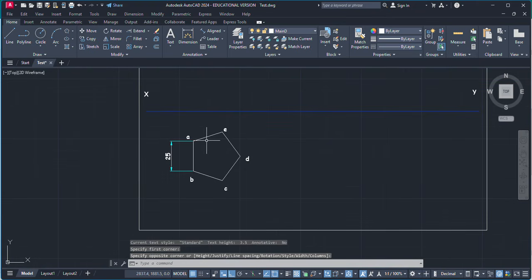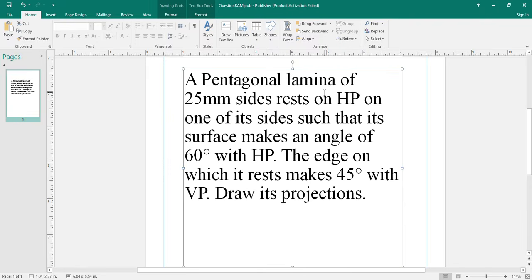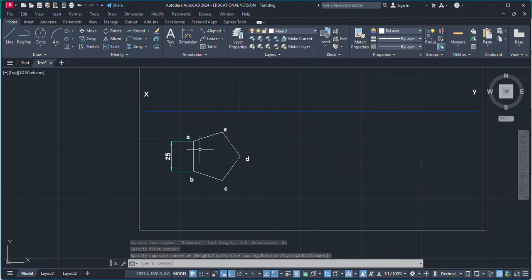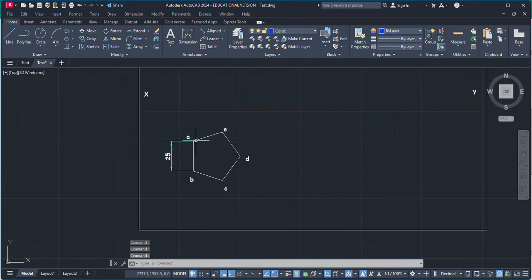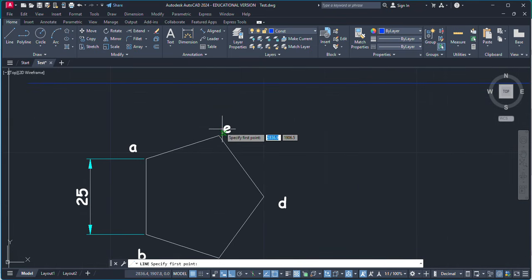Now for the first condition, our pentagonal lamina is resting on HP on one of its sides. So I'm assuming AB is the resting side. Obviously right now the whole pentagonal lamina is resting on HP. So whether you take this one or this one, every edge is on HP. So from the top view it will appear as a pentagon, and from front view we will have a straight line.